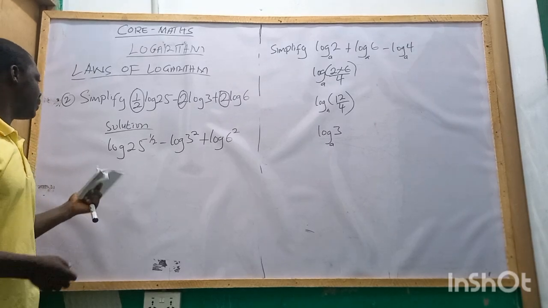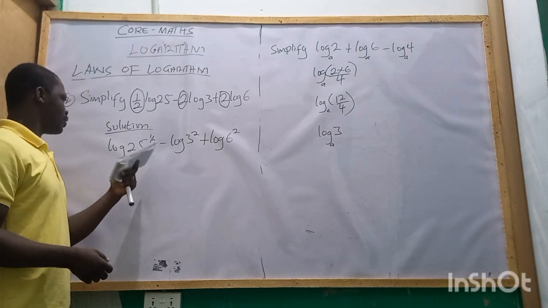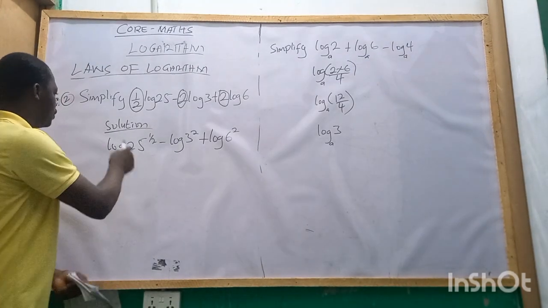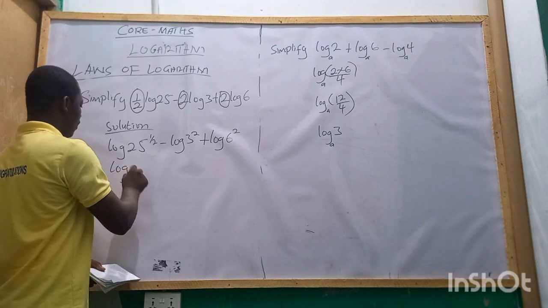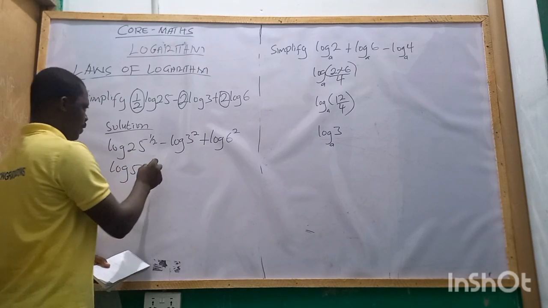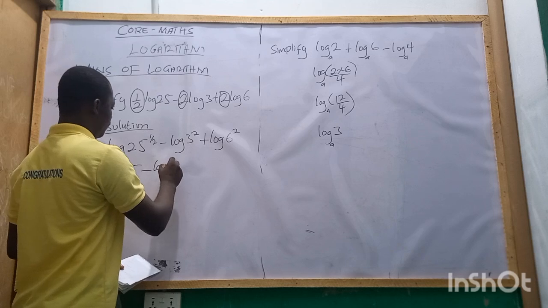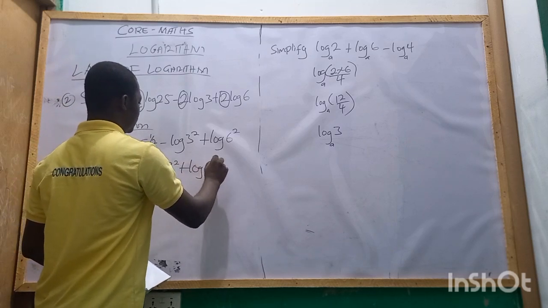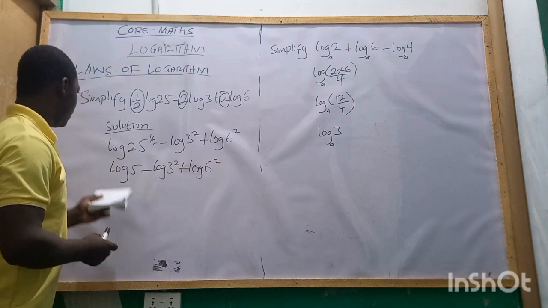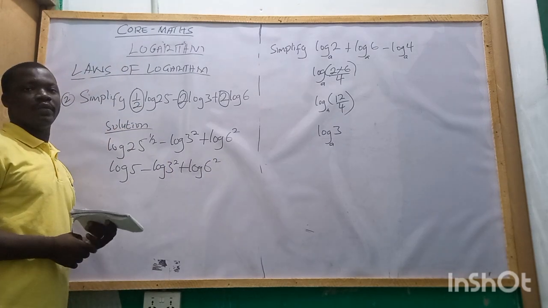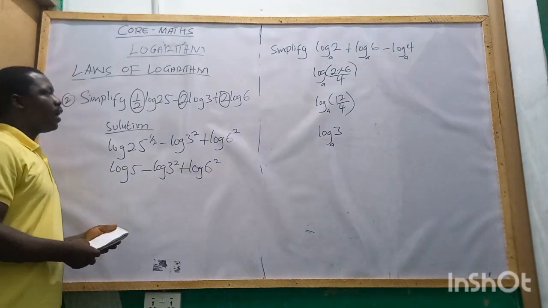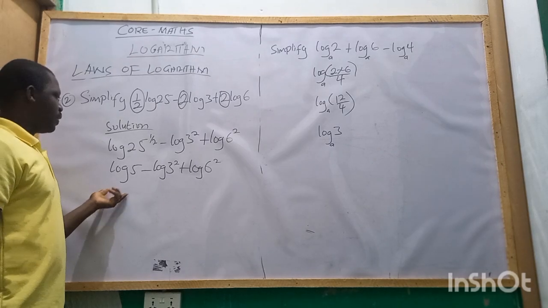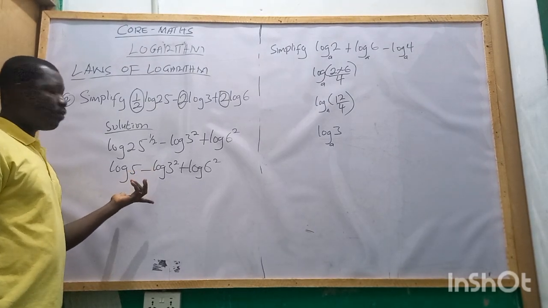So let me simplify them. So I'll just work with this one because of the half, which is what? The square root of 25, which is what? 5. So here I'll get log of 5 minus, I'll maintain this for a while. Log of 3 square plus log of 6 square. Okay, so I've now taken off the numbers in front of the log. So what will I do? I will apply the fifth law that we talk about.